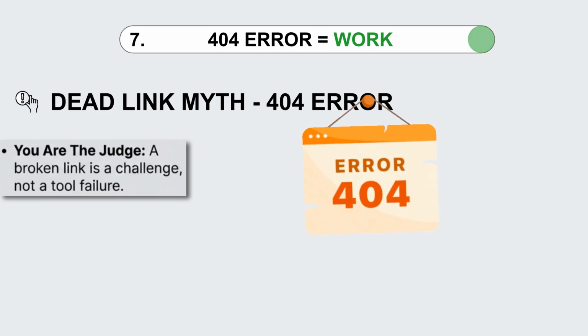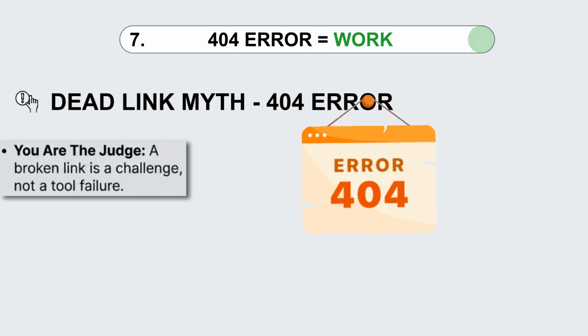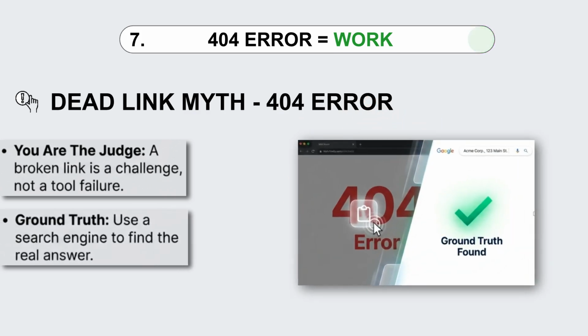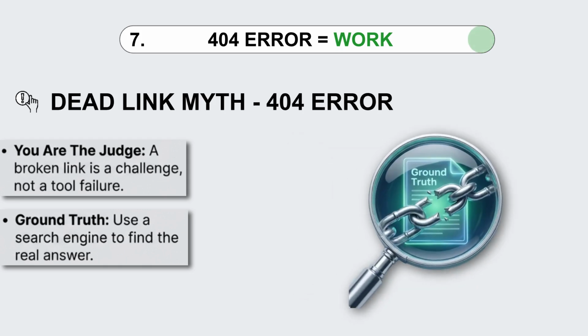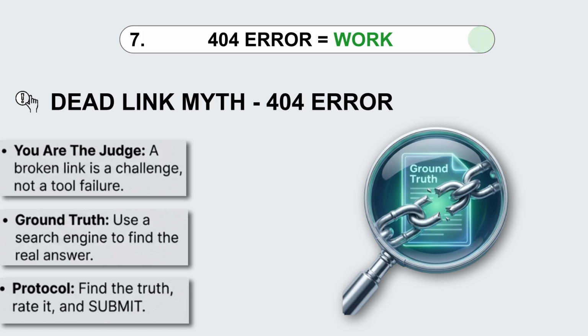Refer back to video 1 of this series. Use that copy icon, take the name and address, go to a search engine like Google and find the ground truth yourself. So in simpler terms, the platform is testing your resourcefulness. You have to step outside the provided links and conduct active investigation to find the correct answer. According to the guidelines, you are the final judge. If the link is dead, you find the truth. Find it, rate it, and submit the task. This is how you prove you are an elite analyst.